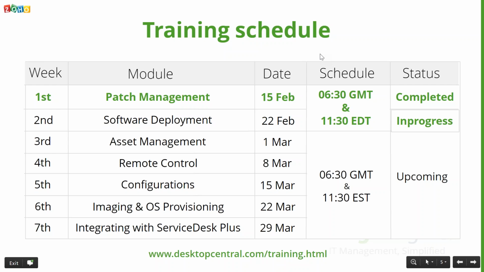Here is our training schedule. This Desktop Central Training Program consists of a 7-week training session. We are at week 2. We are going to discuss the software deployment module. And we have upcoming training videos on different modules, as you can see here. If you want to download the training videos of previous sessions, you can refer to the below URL where you can download all the training videos.